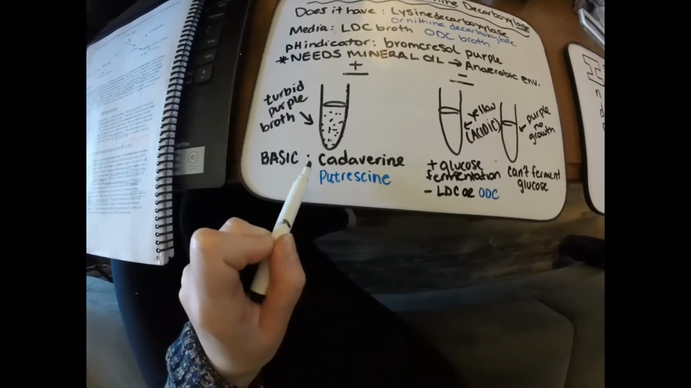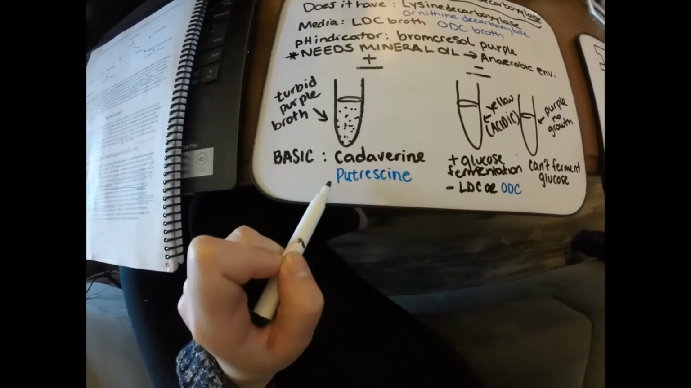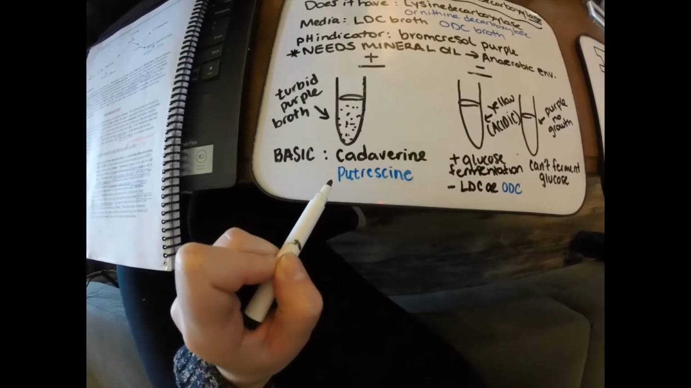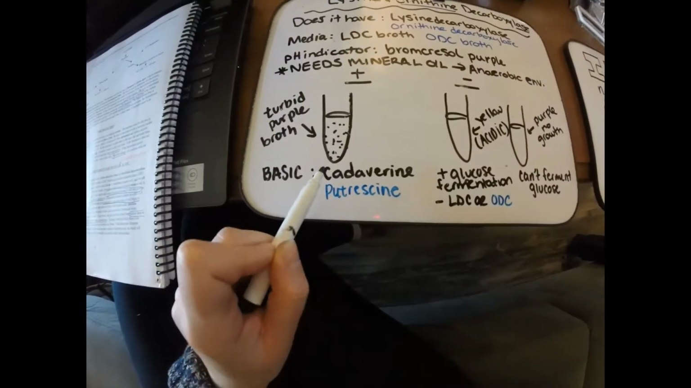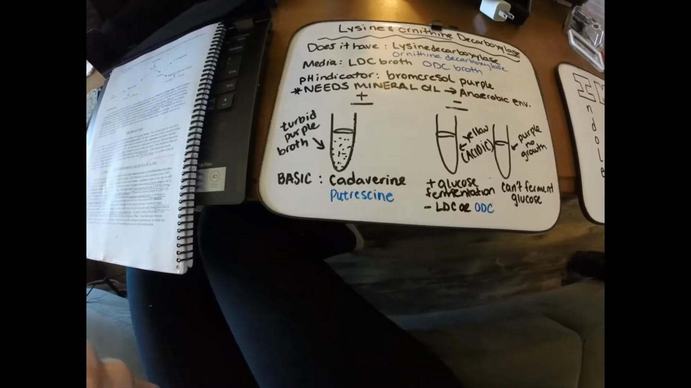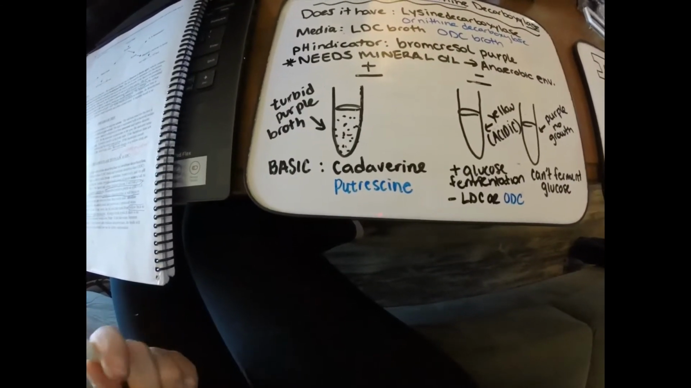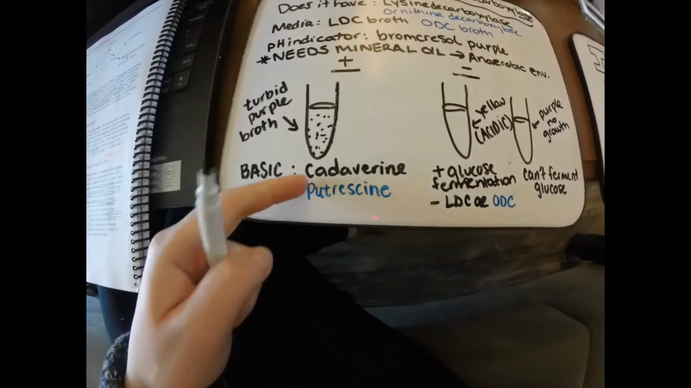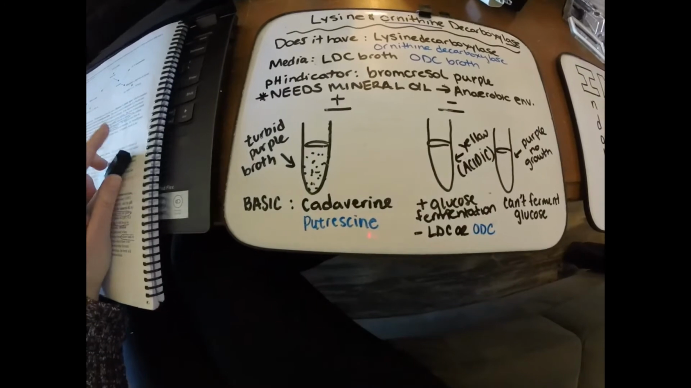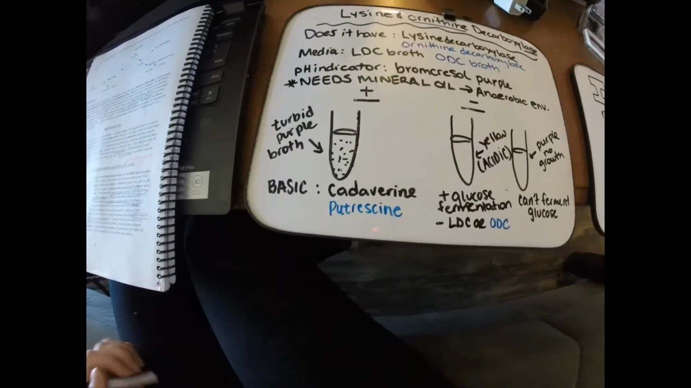And then depending on which test you did, if you did the LDC, this is your product. If you did the ODC, this is your product. Cadaverine and putrescine. Kind of sounds like a lot of death. So I might actually look those up and let you know after we talk about these what those are found in. And I think their names are self-explanatory, but just a little fun fact.